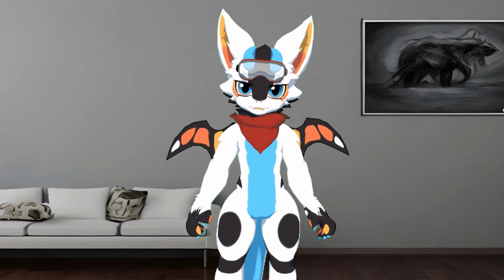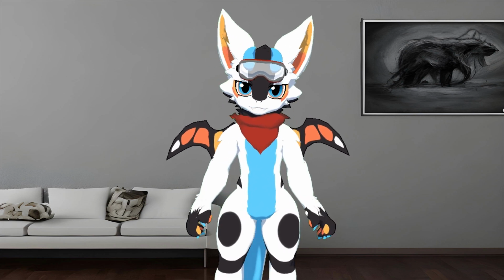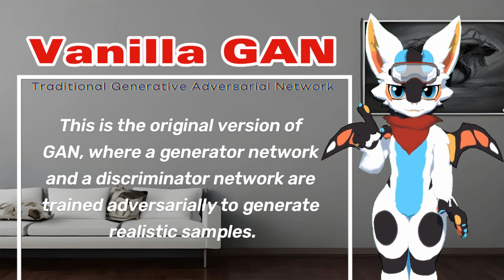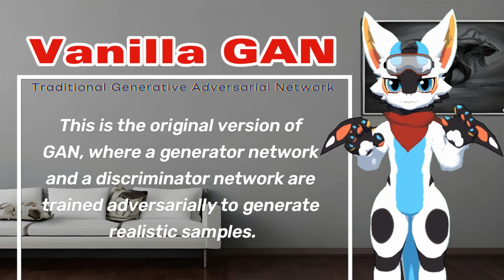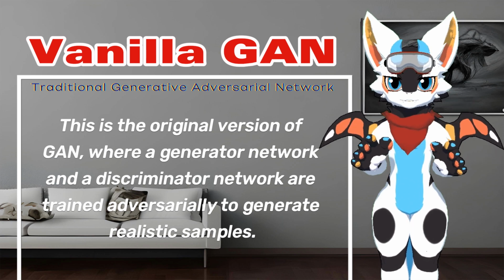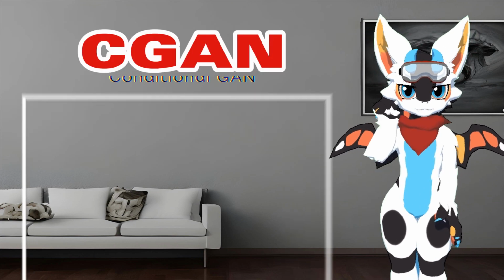If you want to study in detail about generative adversarial networks, I will recommend a free course to you at the end of this video. Vanilla GAN. This is the original version of GAN, where a generator network and a discriminator network are trained adversarially to generate realistic samples. Conditional GAN.